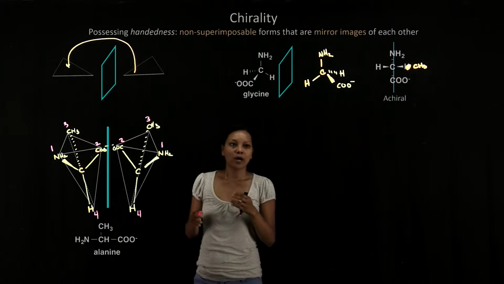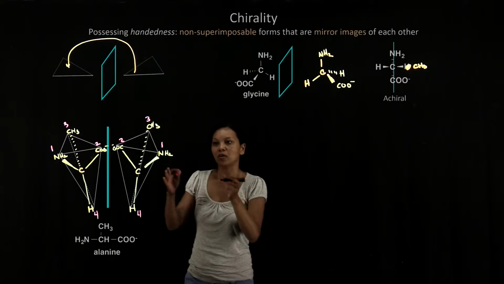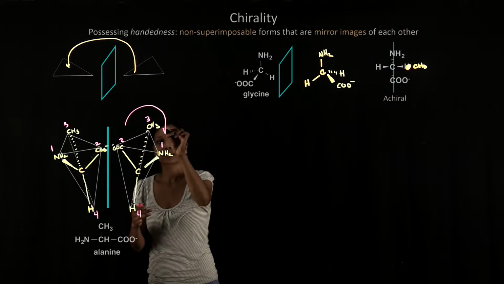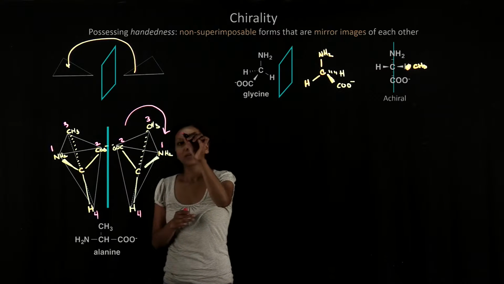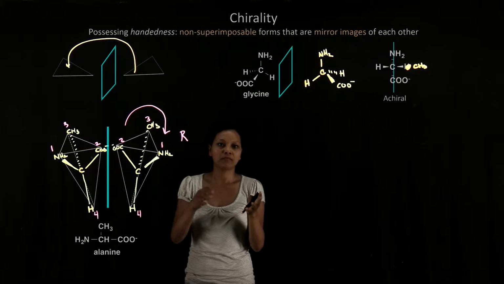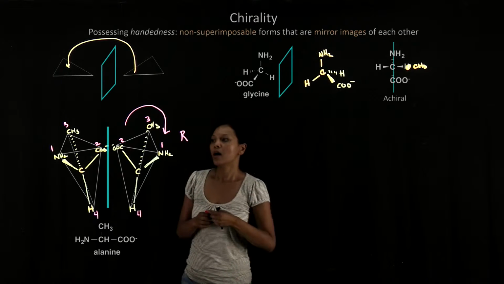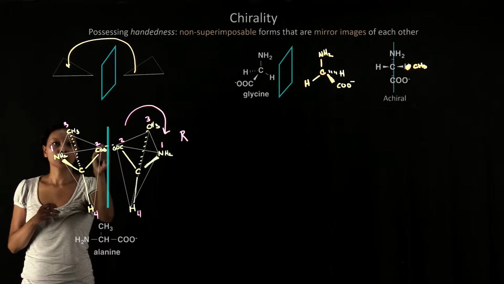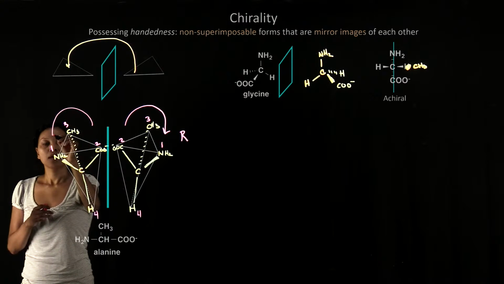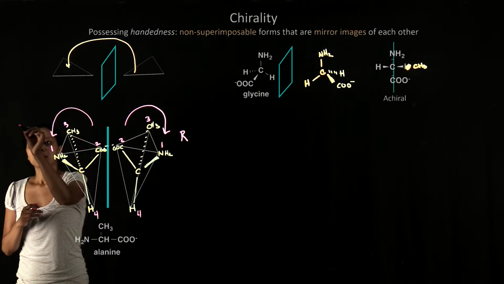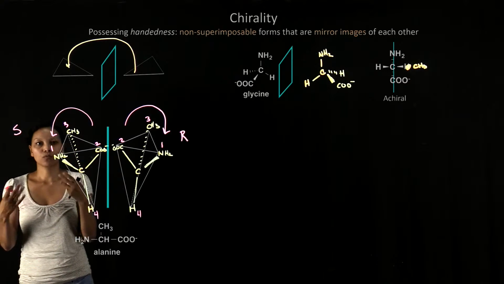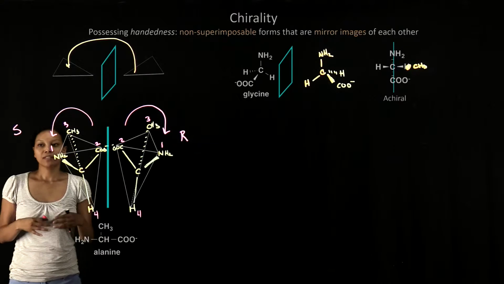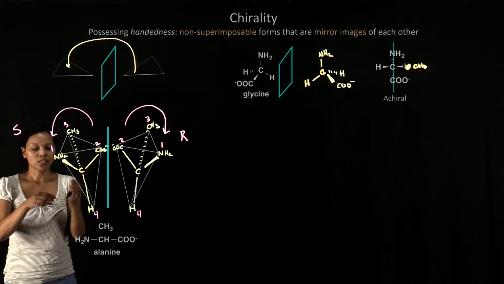Now, if we want to assign things that are going clockwise, so 1, 2, 3, so this is basically going clockwise, we give it the designation of R. R meaning rectus, which is Latin for right. On the other side, we have things going in a counterclockwise direction. So 1, 2, 3 is going counterclockwise. And so we assign it the designation of S, meaning sinister, which is the opposite of right. And so R and S basically denote the configuration of the atoms around the central carbon.